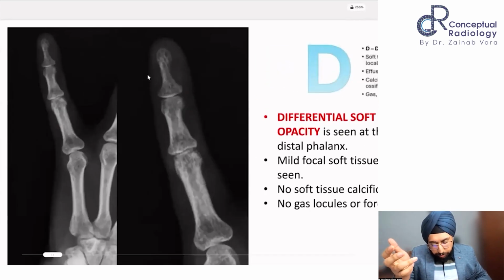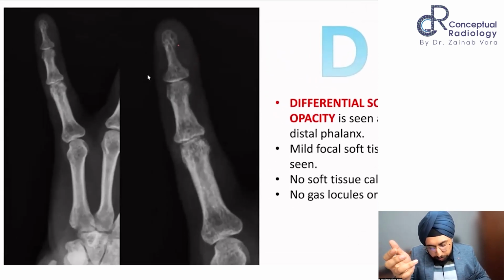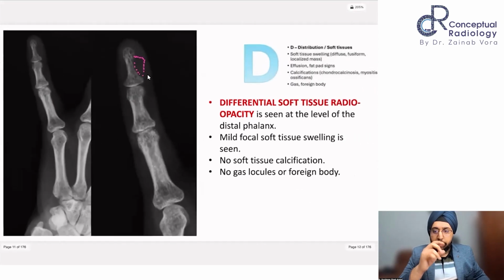Okay. Absolutely correct. The first one, you see some differential radiopacity in this region, very subtle one, but you can appreciate that. Okay. So there is some soft tissue lesion or a mass which is most likely causing scalloping of the subjacent part of the shaft of the distal phalanx. Okay, but we do not see any calcifications in that.